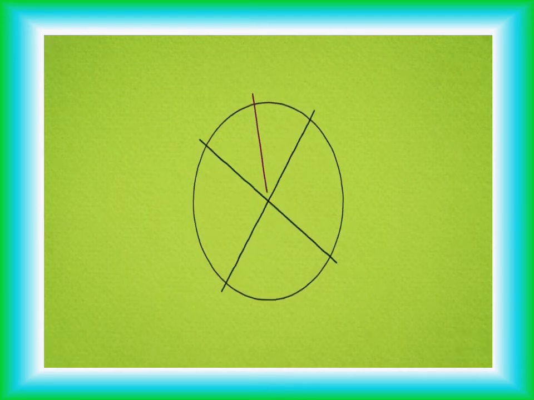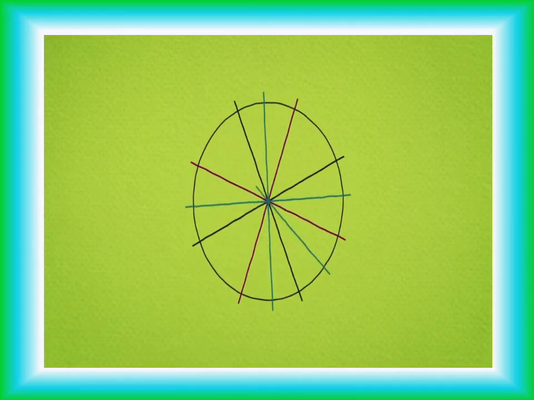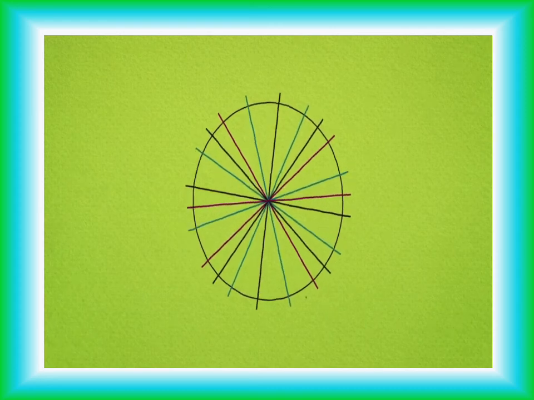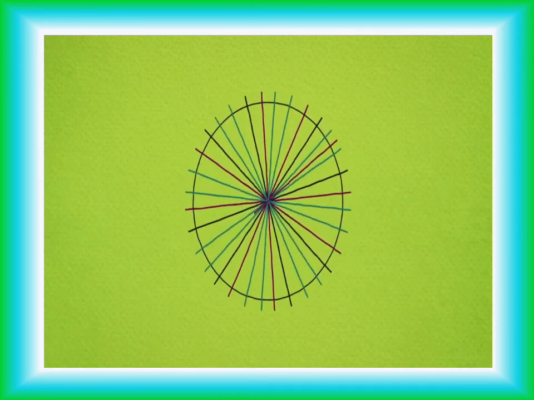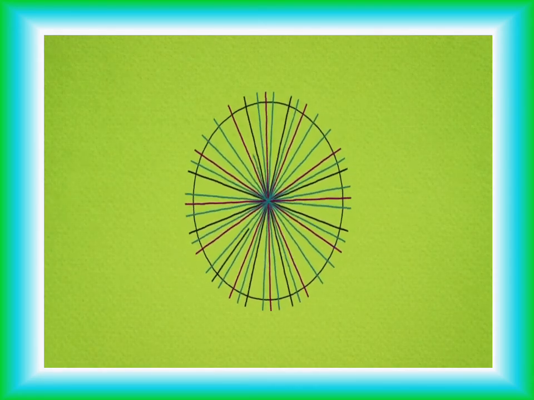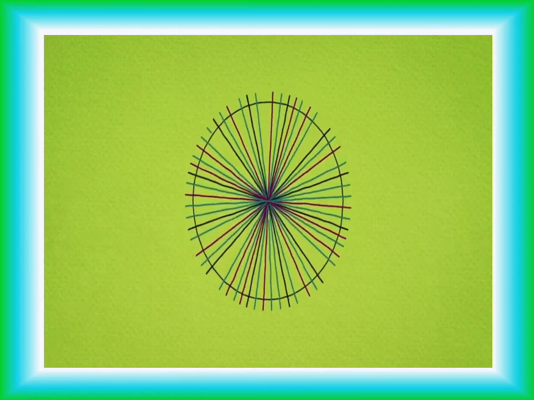But how many lines of symmetry are in a circle? Circles have an infinite number of lines of symmetry. Any line that bisects, or in other words, divides a circle into two equal halves, is a line of symmetry. Now you know what the rules of symmetry are. Keep an eye out for symmetry around you.